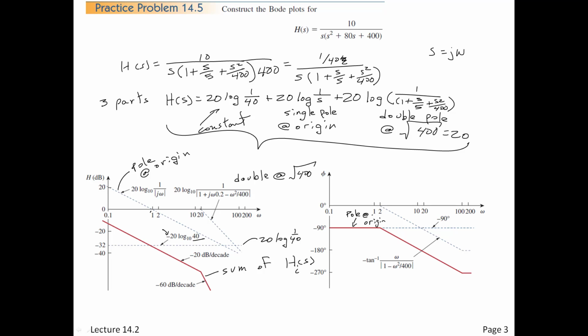So notice now, this is going through 2 decades here, right? At that point, there's a decade back here and a decade forward, so plus and minus a decade. And it's going to go through plus and minus 90 degrees, right? Because we have a double pole there.